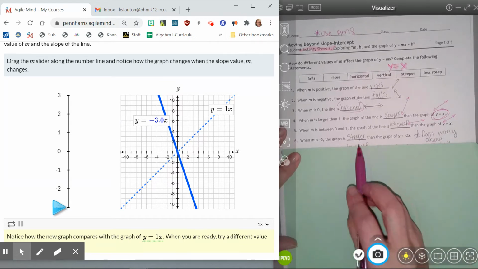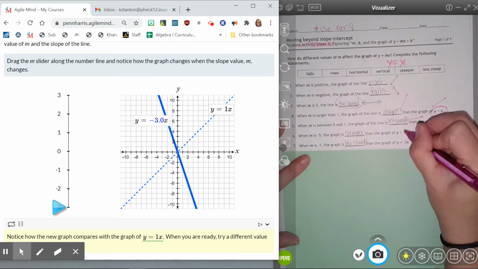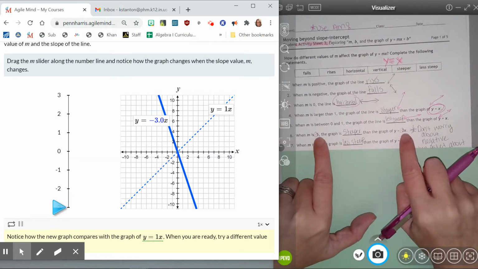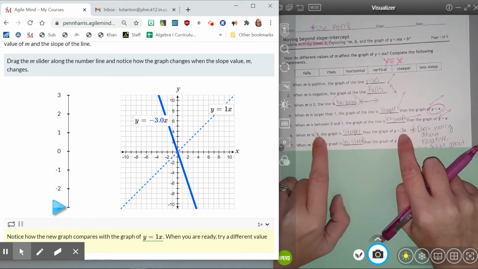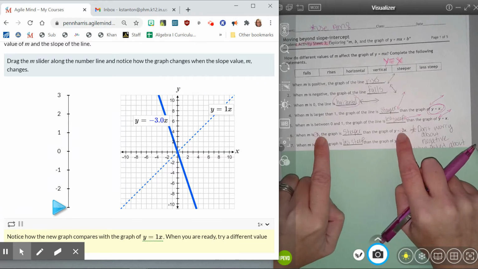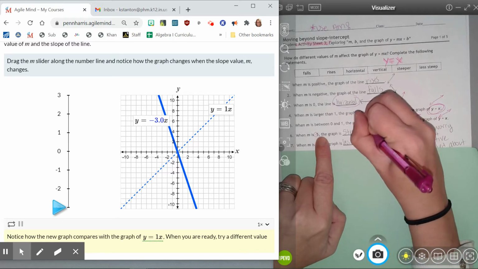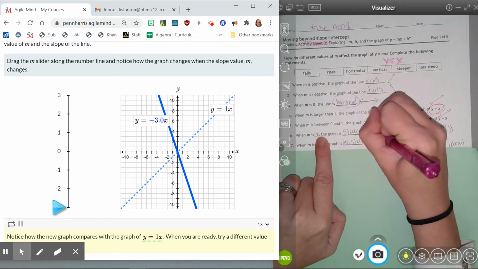I don't want you guys to worry about the negative on this. What I want you to worry about is what we call the absolute value of the number. So just worry about the number itself, the 5 and the 2. Because 5 is bigger than 2, it's going to get steeper. It's going to be more straight up and down as opposed to this.